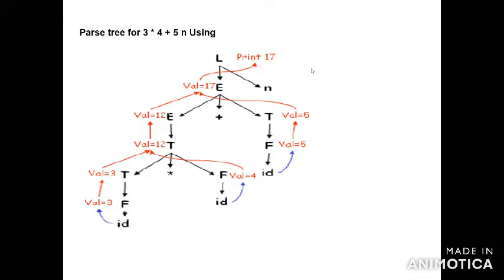So how do we do the given diagrams? How do we draw the annotated parse tree for the given input string? Okay, here check.